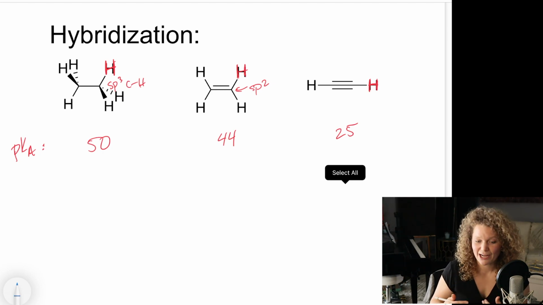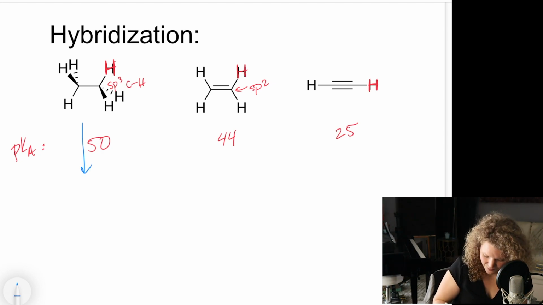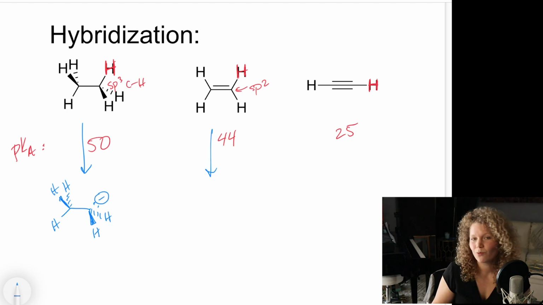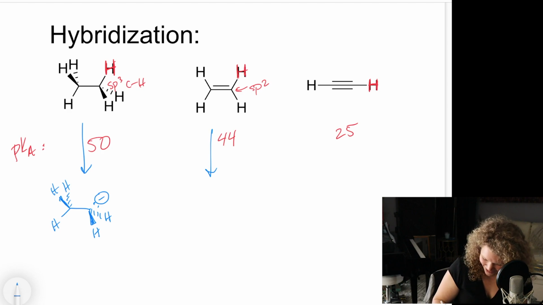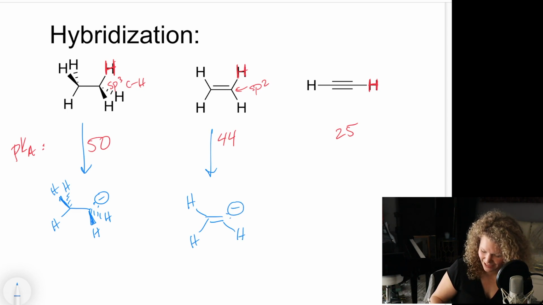Let's go ahead and draw our conjugate bases. So if we were to lose a proton, it'd be really hard to do it on this compound here, on ethane. But if we lost that proton, we would have this lone pair and an anion. We can do the same for ethylene here. All right, we're gonna lose that proton in red. I have a lone pair and a negative charge, and we're gonna do the same thing for acetylene.